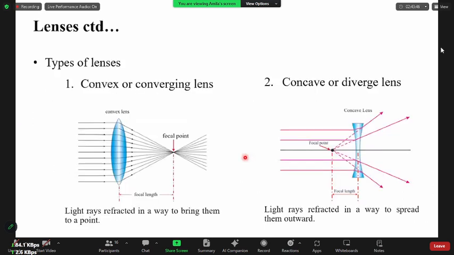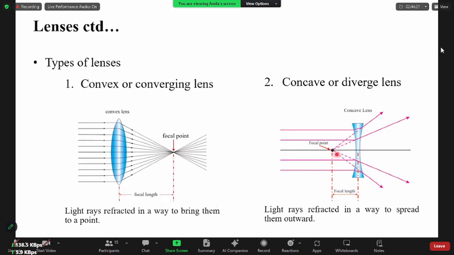There are two types of lenses: convex or converging lens, and concave or diverging lens. Here, light rays are refracted in a way that brings them to a point. In convex lenses, light will converge to some point. We call that point the focal point, and this the focal length.